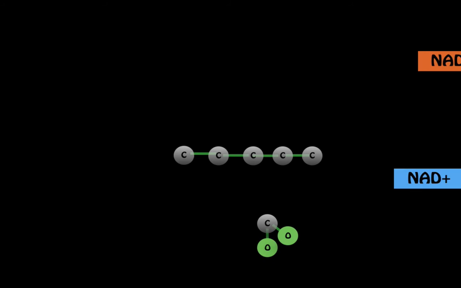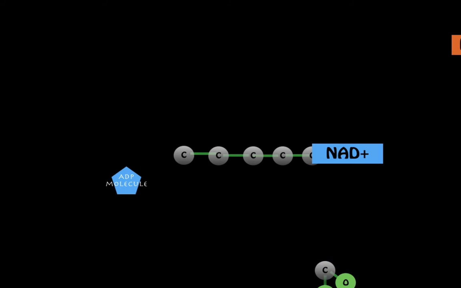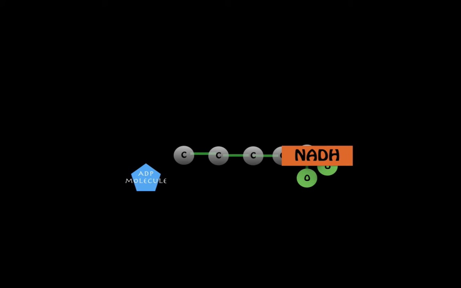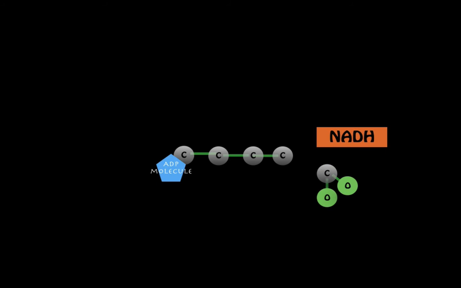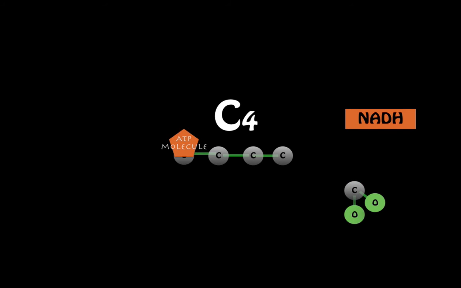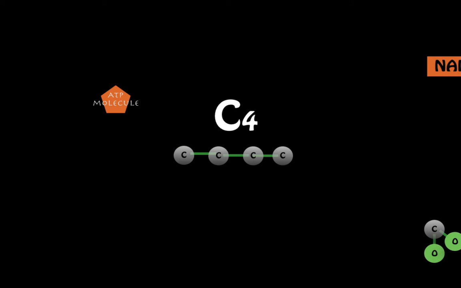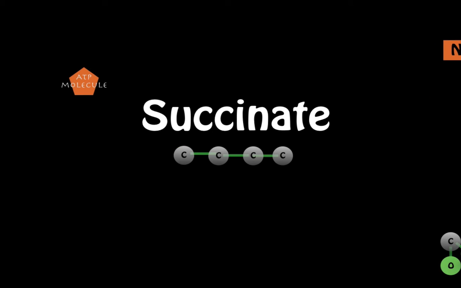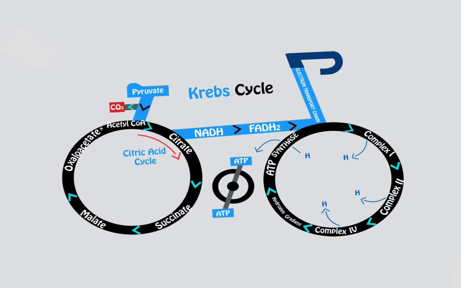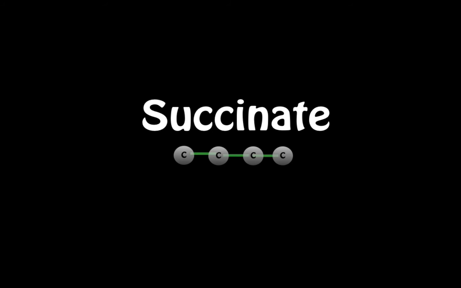So here's my second NAD coming to make more NADH. I'm extracting a high energy electron from my 5-carbon molecule, turning it into a 4-carbon molecule. And now my ADP is coming to extract even more energy from that 4-carbon molecule. Okay, and now I have my succinate molecule. So I went from citrate to succinate, and I extracted 2 NADHs, ATP, and 2 carbon dioxides, ending up with succinate.